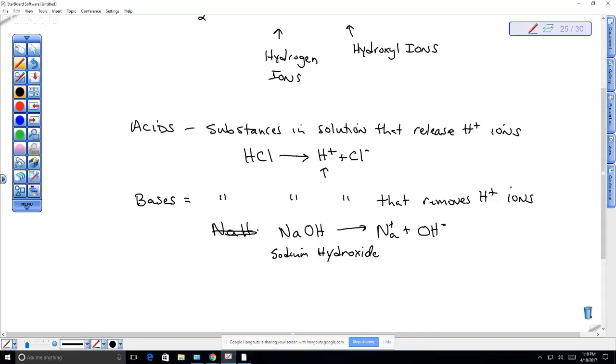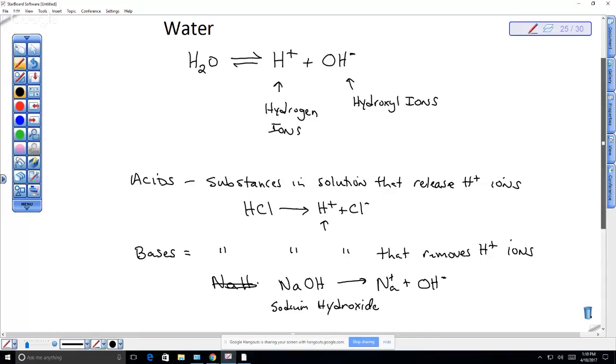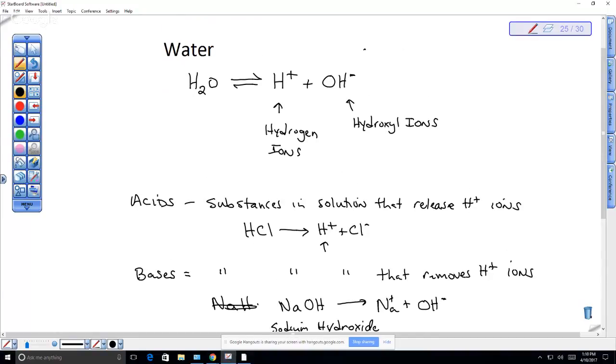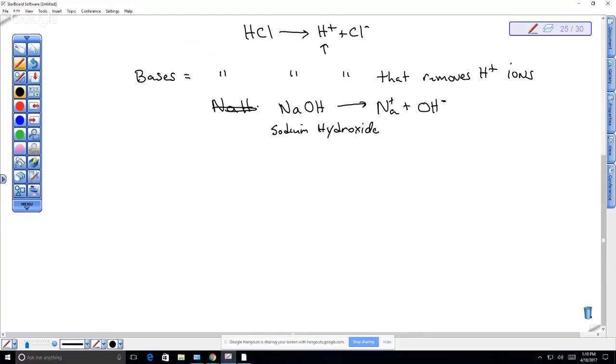So notice how this chemical reaction is going in both directions. But if I increase the amount of hydroxyl ions, then more is going to react with the hydrogen and it's going to form water. So it removes, right? It removes it because OH combines with H to form water. Okay, so that removes the hydrogen ions.